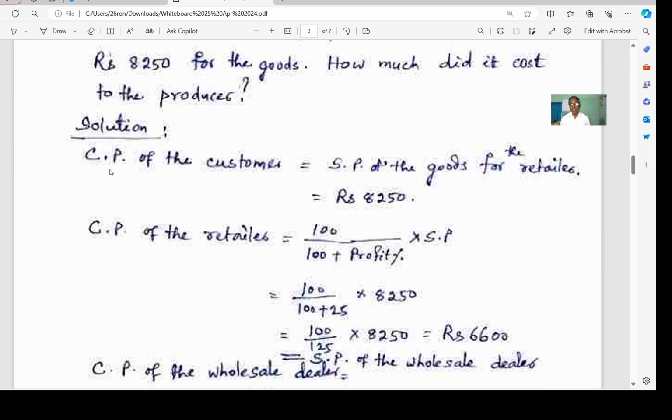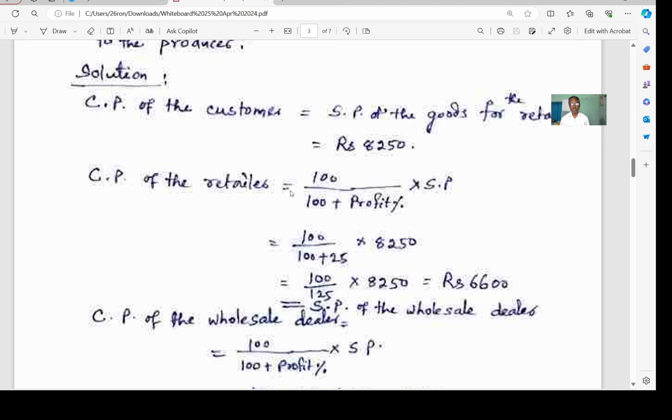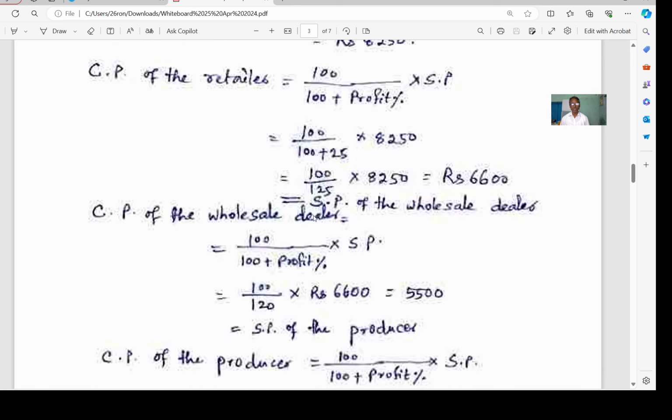Cost price to the customer is equal to sale price of the goods for the retailer, which is rupees 8,250. Cost price to the retailer is 100 by 100 plus profit percent multiplied by sale price. This is equal to 100 by 100 plus 25 multiplied by 8,250, or 100 by 125 multiplied by 8,250, which is equal to 6,600. This is equal to the sale price of the wholesale dealer. The wholesale dealer sold the article for 6,600 rupees.